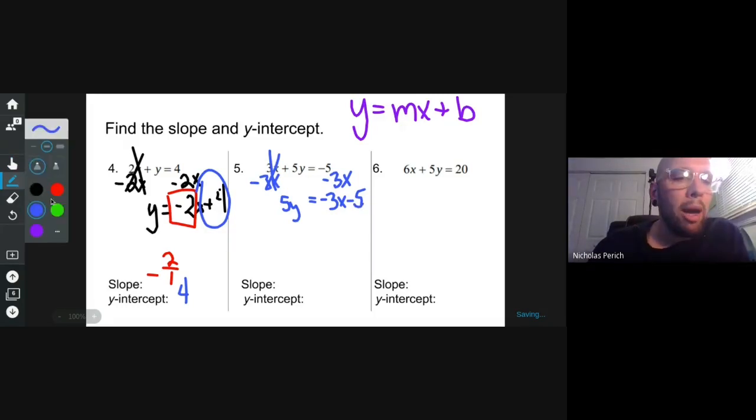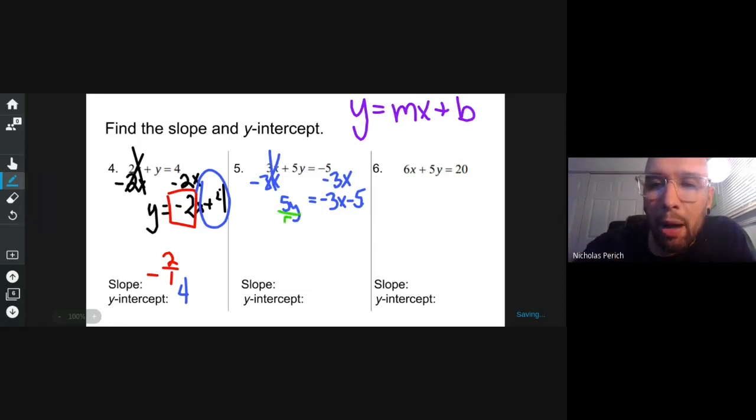Great. Is y all by itself now? No. I have a 5 multiplied to y. The way we get rid of something that's multiplied to y is we divide everything by that number. Everything.